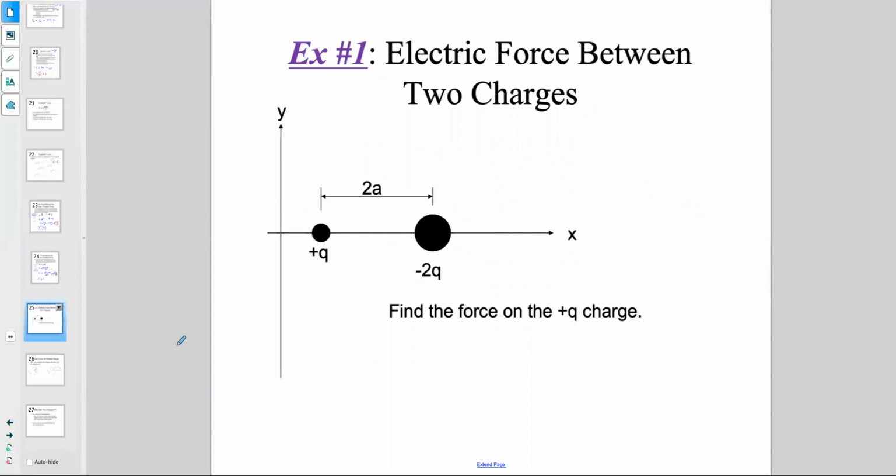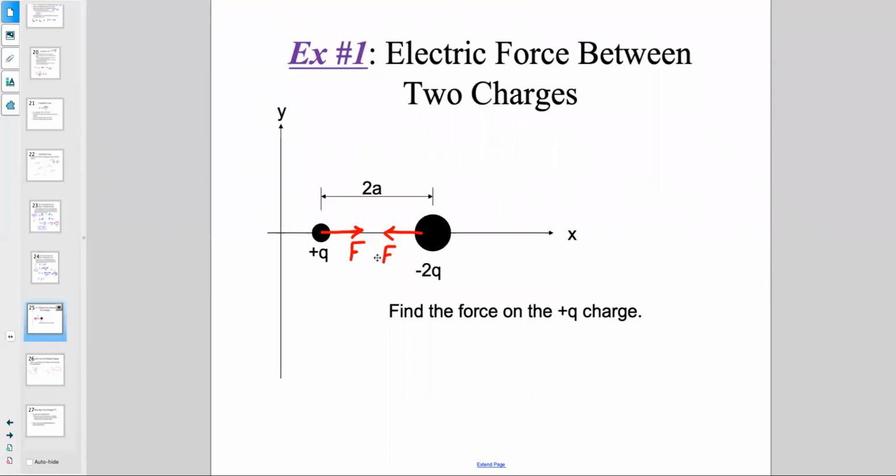Electric forces between two charges. So we have two charges here separated by distance 2a. One of them is positive q, the other one is negative 2q. Find the force on the charge positive q. Okay, so let's first draw it. They are opposite signs. One is positive, the other one is negative. So they will attract. So they will attract one another.